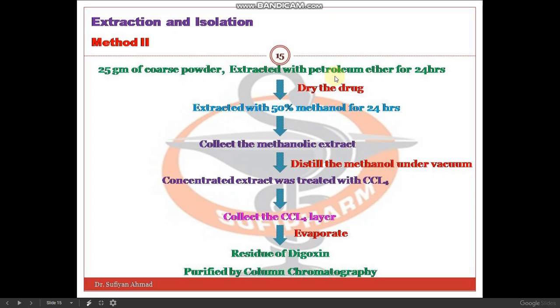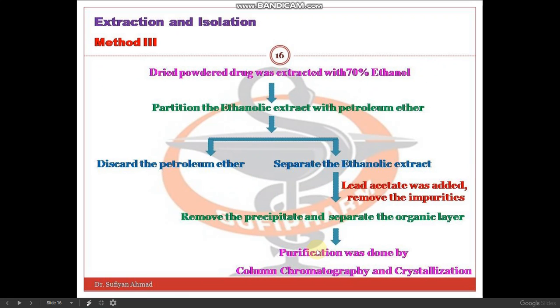Then you will take the same drug powder after drying, and you will treat this powder again with 50% methanol. You will do extraction with methanol. Okay, first of all you do defatting, then extraction with methanol, and you will collect methanolic extract. You will concentrate it basically and add carbon tetrachloride. Just single step. Very simple. Then you will collect this carbon tetrachloride layer and evaporate it. It is further purified by column chromatography, and finally you will obtain your compound as digoxin.